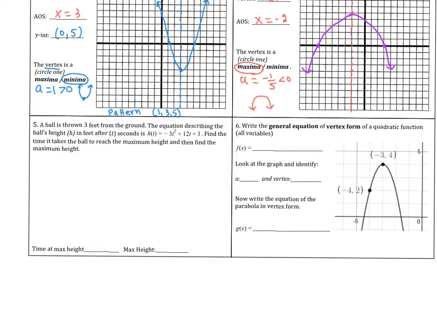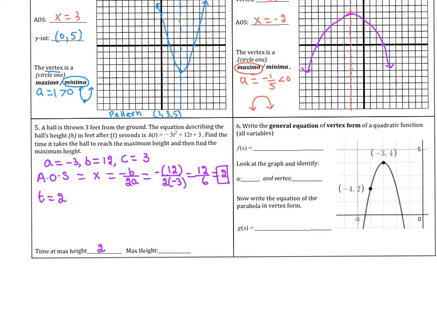Question number 5 is, a ball is thrown 3 feet from the ground. The equation describing the ball's height h in feet is h(t) equals negative 3t squared plus 12t plus 3. Find the time it takes the ball to reach the maximum height and find the maximum height. So you want to find the time that reaches the maximum height, and you also want to find the maximum height, that is the y coordinate of the vertex.